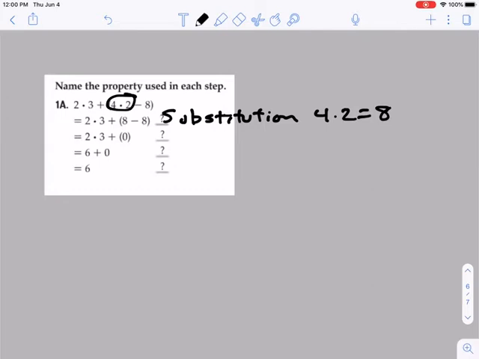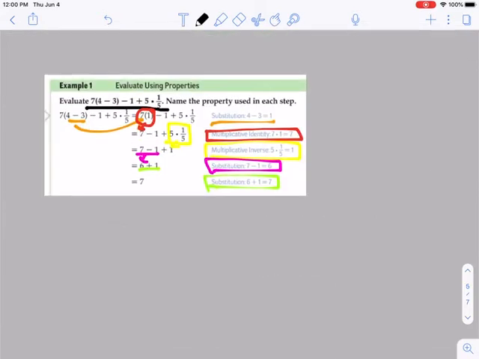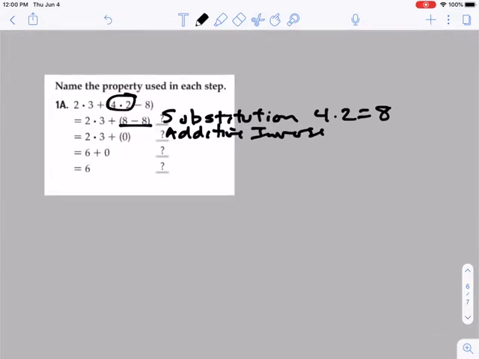And then the next one, they dealt with this 8 minus 8. Try to remember what that particular property is called when you add something to its opposite and you get 0. That's what 8 minus 8 is; it's the same as 8 plus negative 8. So that would be called additive inverse. They always write down what it is. Then you do 8 minus 8 equals 0.